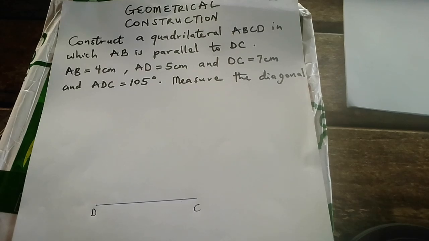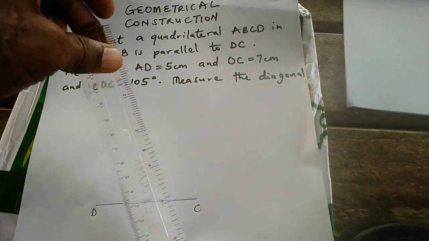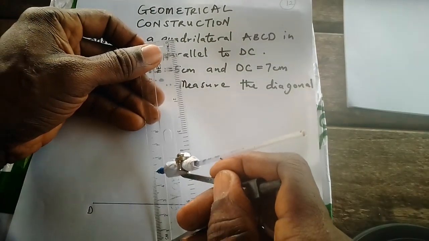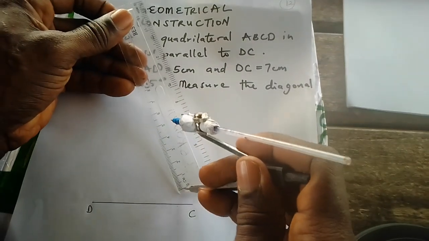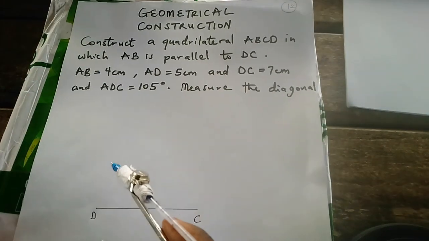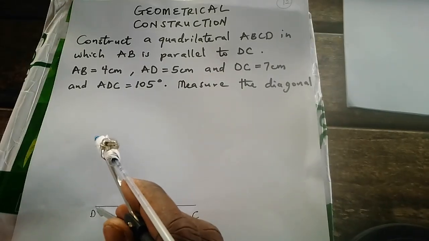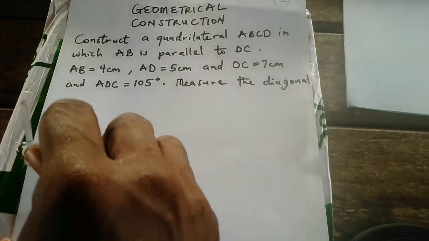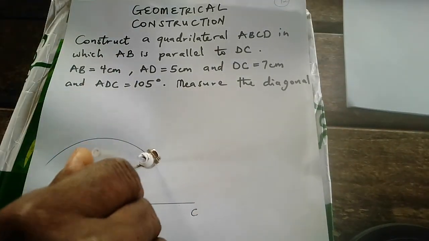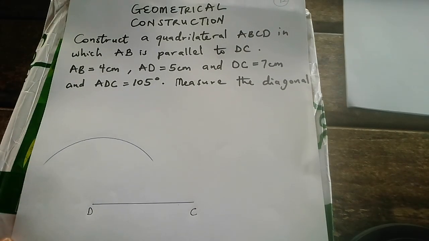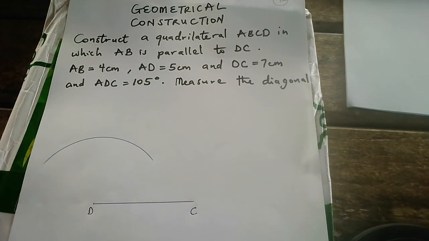So you use your ruler, you measure 5 cm using your compass and your ruler. So like this, put your pin on 0 and you go up to 5. When you measure 5 cm, you will now use it to put it at the end of the line here to strike an arc here, 5 cm. So all this is 5 cm. Anyway, our A will be at this side.